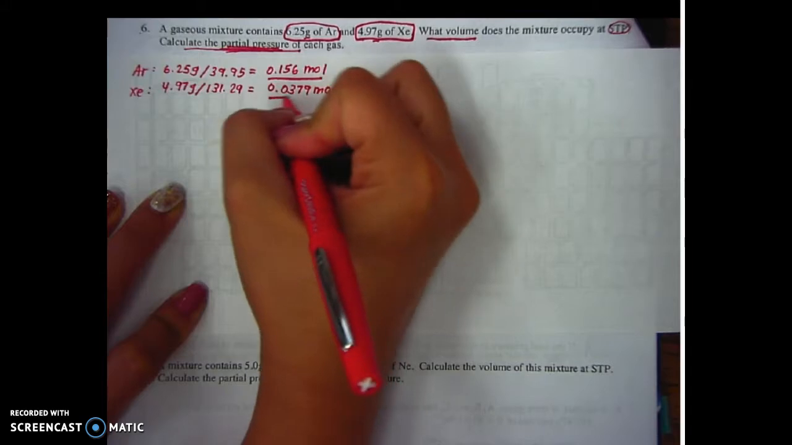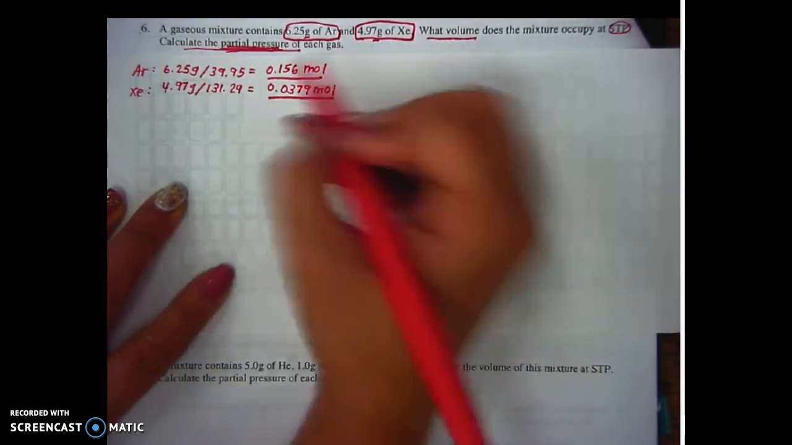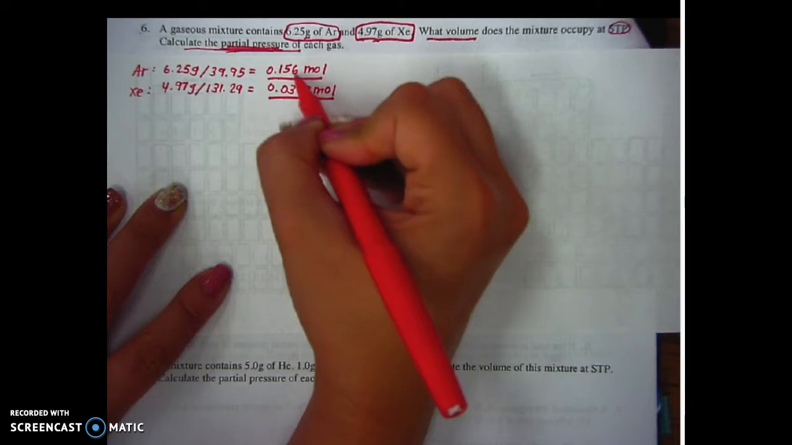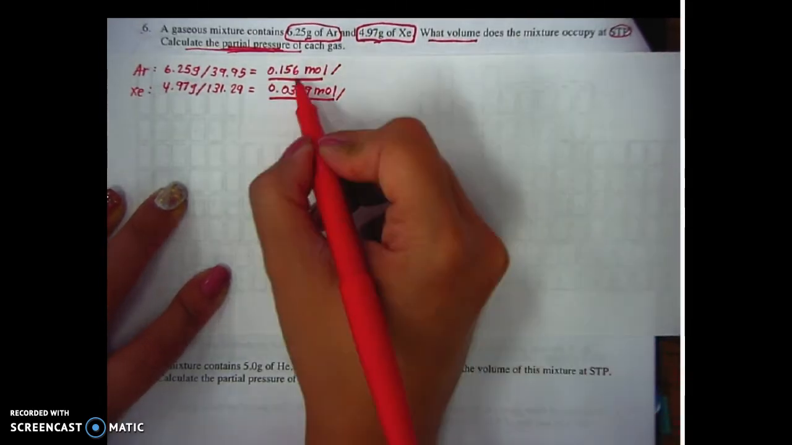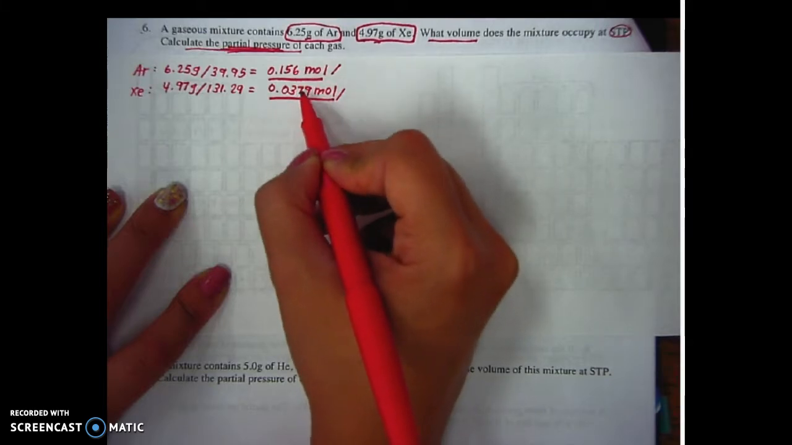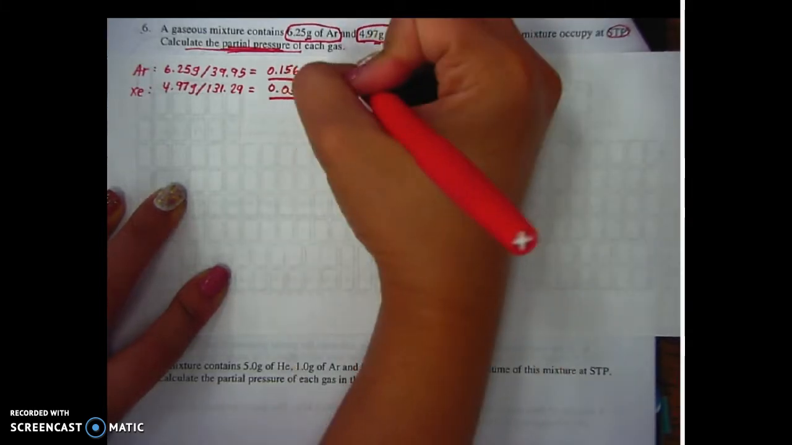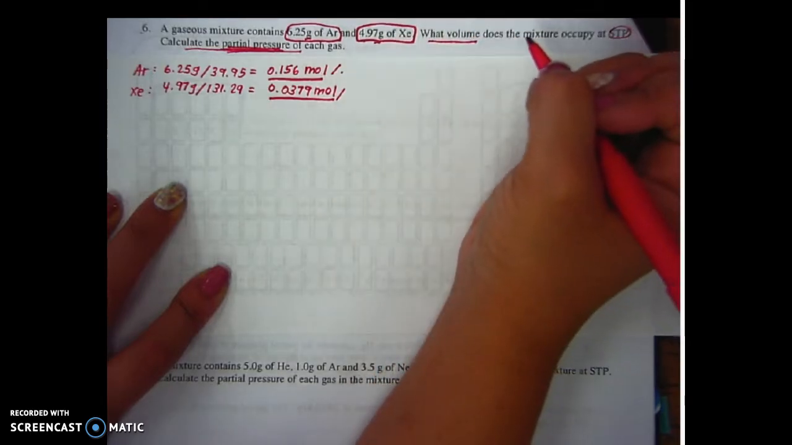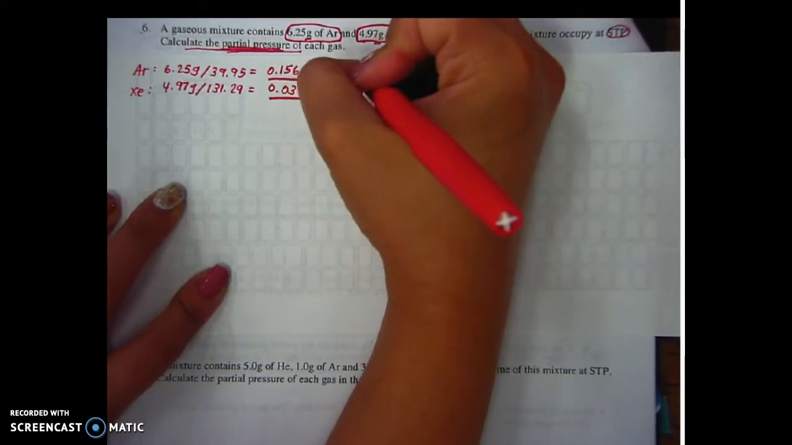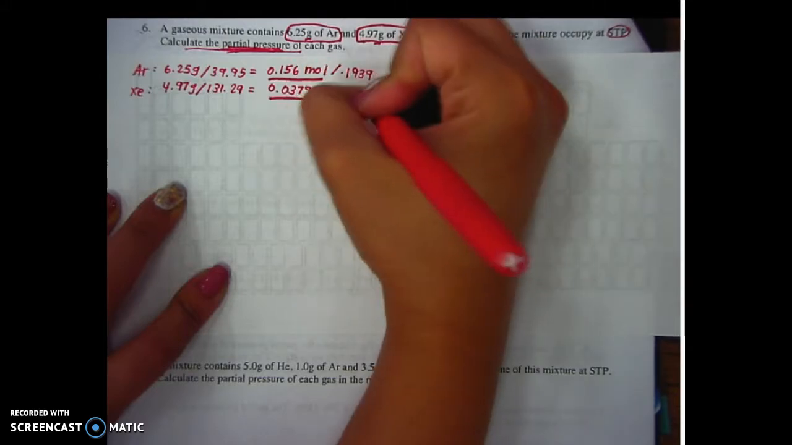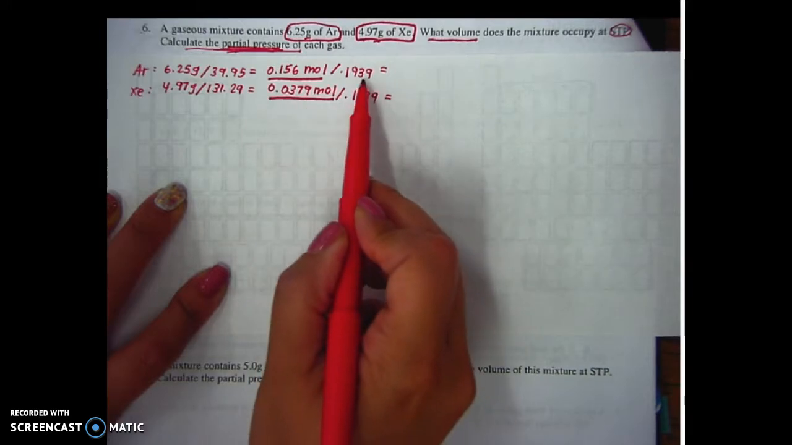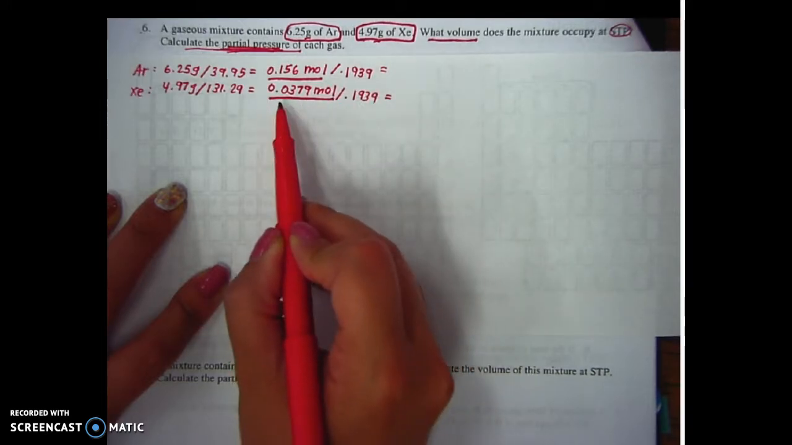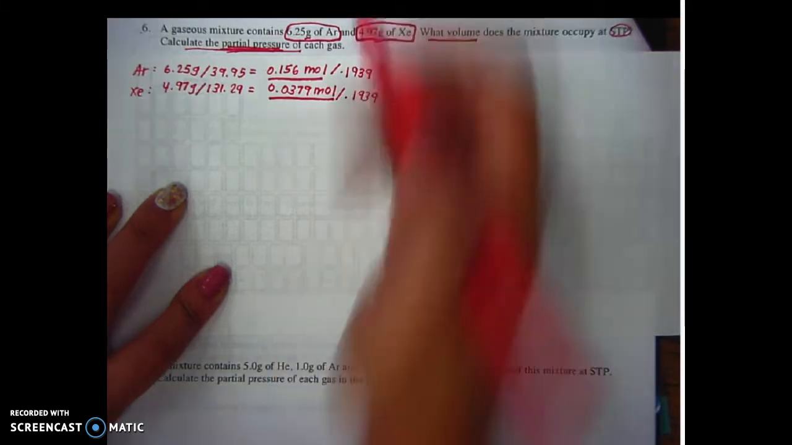Now, once you have your moles, you want to get the mole fraction out of this, and remember the equation for mole fraction is you take the number of moles that you actually have, and then you divide it by the total number of moles. And the total number of moles, these are the only two gases we have, so you just add them up. If you add up 0.156 with 0.0379, you wind up with 0.1939. So this is taking your number of moles of argon, dividing it by the total number of moles, and then taking the moles of xenon and dividing it by the total number of moles.